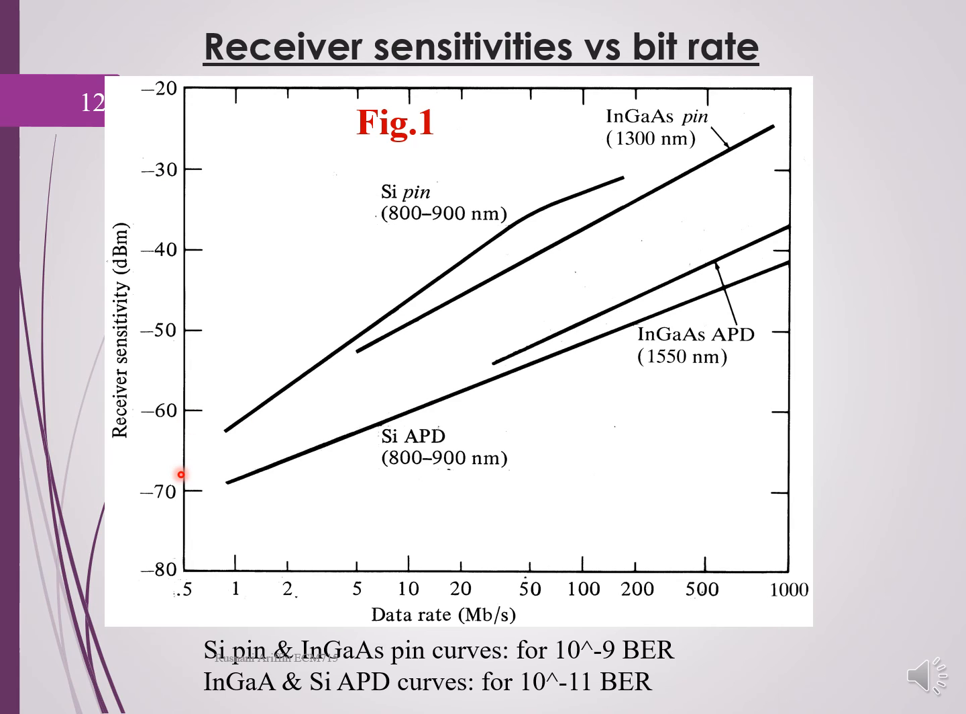This is the graph of receiver sensitivity versus the data rate. You can see here, the higher the receiver sensitivity, the higher the data rate. This is for the pin photodetector at this specific wavelength. This is for APD, for pin photodetector at 1300 nanometers. And this is the receiver sensitivity for APD at 1550 nanometers.